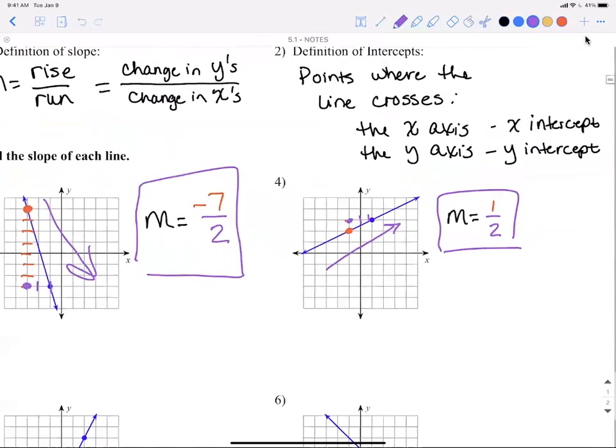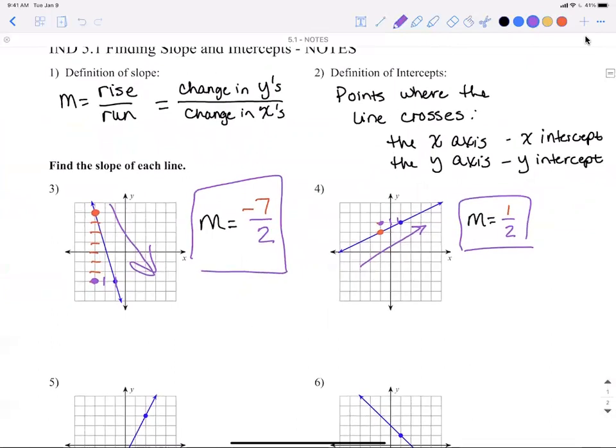But if you look at your line and it's running downhill, and then you look at your slope and you don't have a negative somewhere in your slope, that's a good checkpoint to know whether you've done it right. Sometimes people will put 7/2 and forget that the 7 move was a fall, and then they have a +7 over a +2, and you cannot have a downhill line with a positive slope.